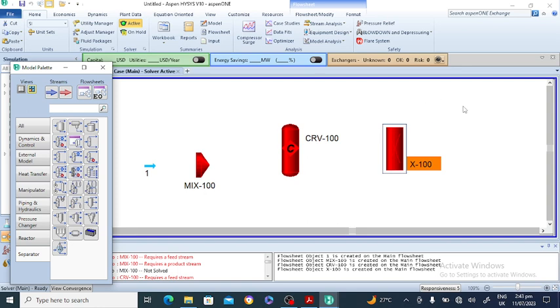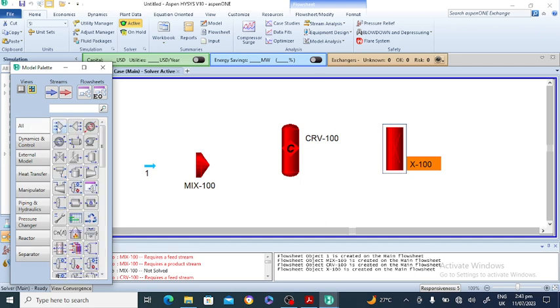After that we will use a T to separate this stream into two streams. One is the purge stream and the other will be the recycle stream, which will come back to the mixer on this side. So select the T.